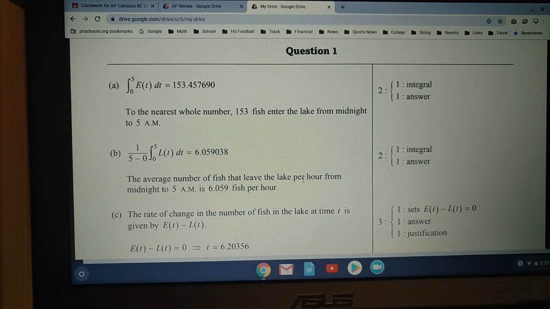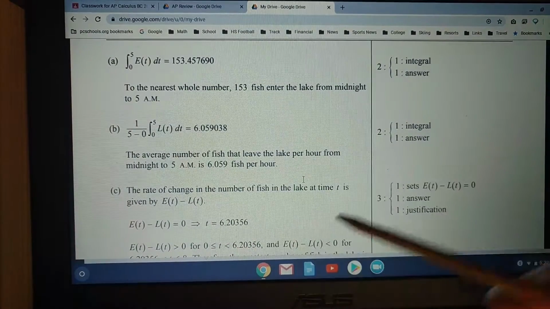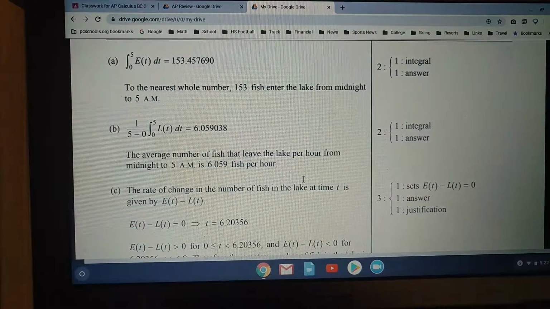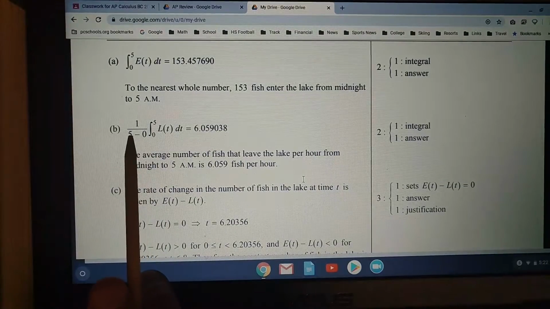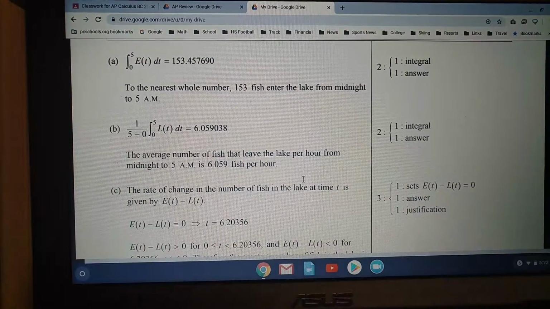Part B, once again, you get 1 point for the integral. So knowing you had to go from 0 to 5 of this L of t dt. Your answer point included knowing that you must actually divide by 5 or multiply by 1/5 and then getting the correct answer.